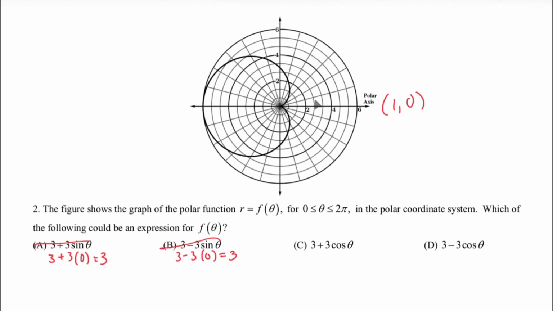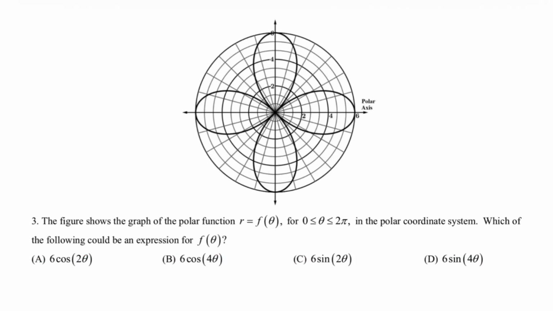And just so you know, 3 is around here because it's in between 2 and 4. So just evenly divide the distance between 2 and 4. And doing C, it's 3 plus 3 cosine, so that's 1. So that gives me 6. Now I can cross that off. 3 minus 3 times 1 gives me 0, which is the point right there. That's 0. So it is D. So this question is asking the same thing here.